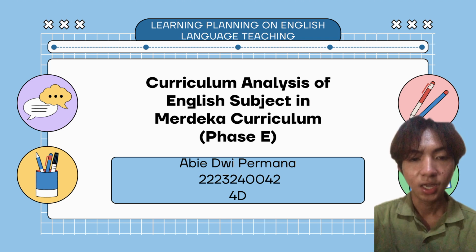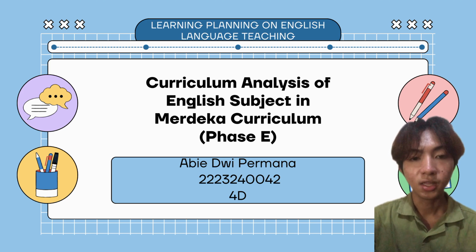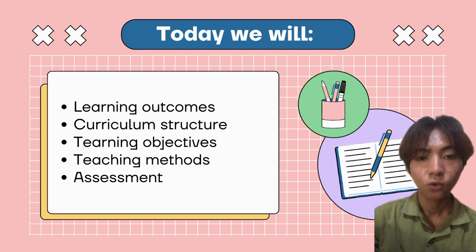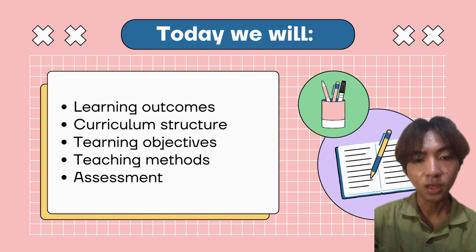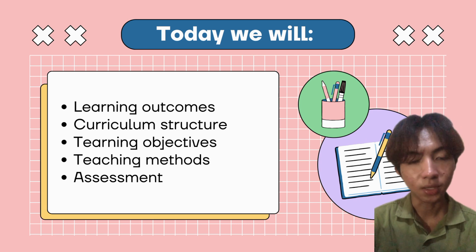In this presentation, I will explain my analysis of the English subject in the Merdeka curriculum, especially for Phase E, or grade 10 senior high school students. I will discuss the learning outcomes, learning objectives, curriculum structures, learning topics, teaching methods, and assessment. Now, let's begin with a brief introduction to the Merdeka curriculum.